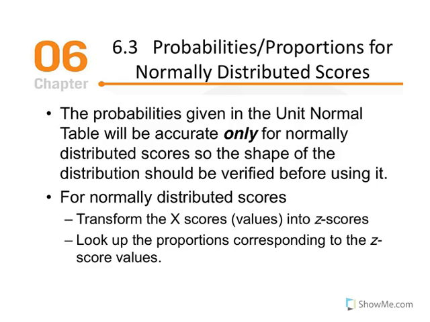So again, the unit normal table is only applicable to normal distributions. In other words, if you have a skewed distribution, whether it's positively skewed or negatively skewed, the unit normal table cannot be utilized. For normally distributed scores, we can transform x values into z-scores, or we can look at the proportions corresponding to a z-score value and work backwards and solve for that particular x value.